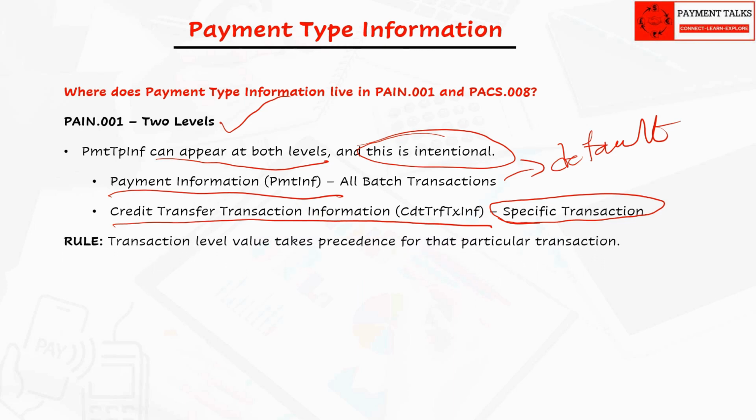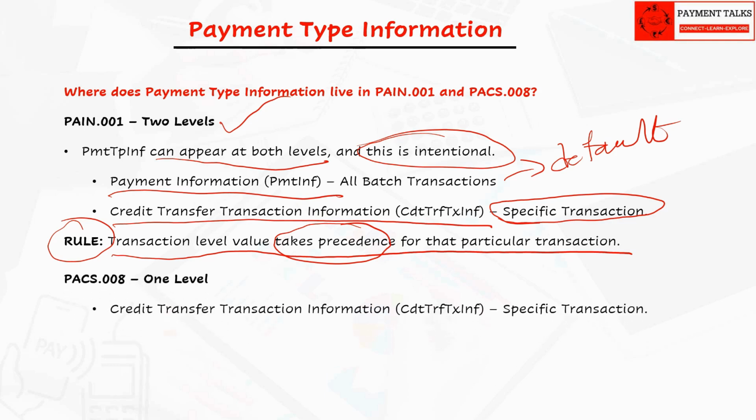The rule is straightforward. If payment type information is present at both levels, the transaction level value takes precedence for that transaction. This is what I call the hierarchical rule of ISO. This design allows a corporate to group many transactions in one PAIN.001 as a batch with a common set of payment type attributes, while still being able to flag individual transactions that need different treatment.